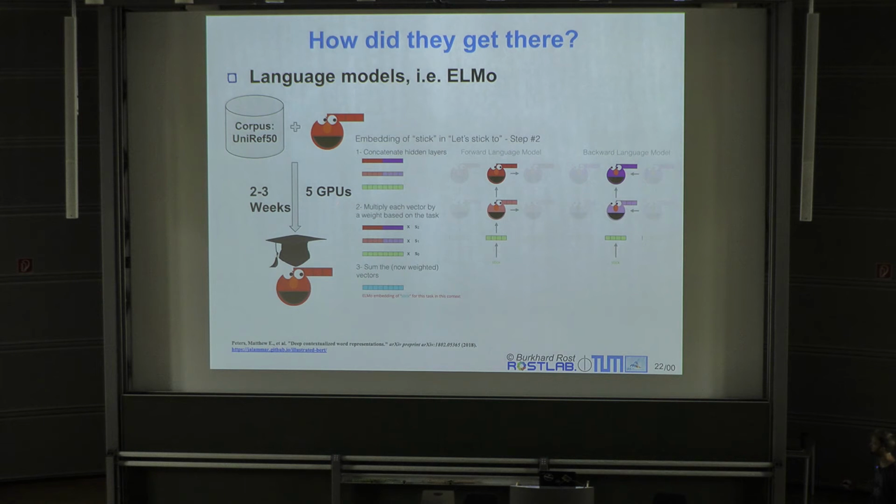And even on 5 GPUs, this took us 2 to 3 weeks to somewhat converge. So you can always train it longer, but we didn't see any huge improvement there anymore after 2 to 3 weeks.